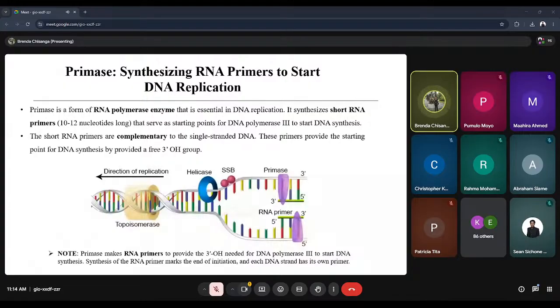Now, unlike DNA polymerase 3, it does not need to have a free 3 prime OH group. No, it can start synthesis. And it's important for us to note that the synthesis of the RNA primer is also in the 5 to 3 prime direction. I want to emphasize that when you look at the RNA polymerase primase and the polymerase 3, they have one feature which is common. They all synthesize in the 5 to 3 prime direction. Only that one of them, the polymerase 3, needs a free OH group, while the primase doesn't need it.